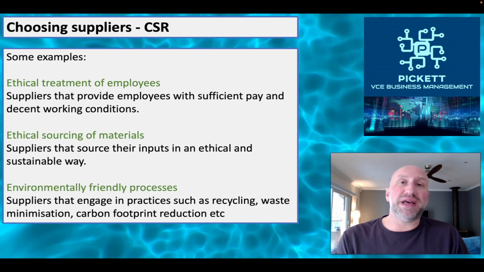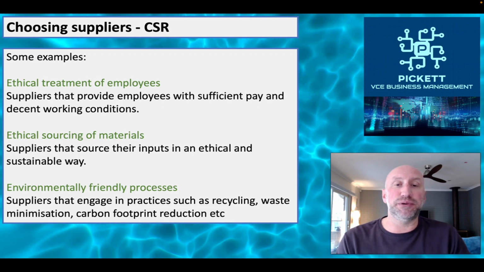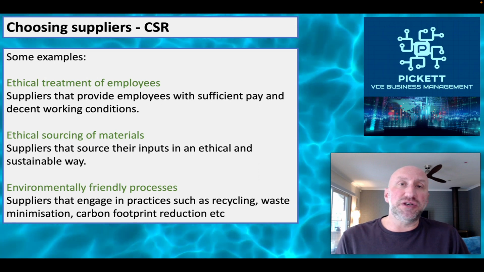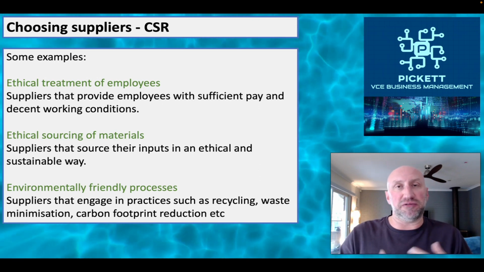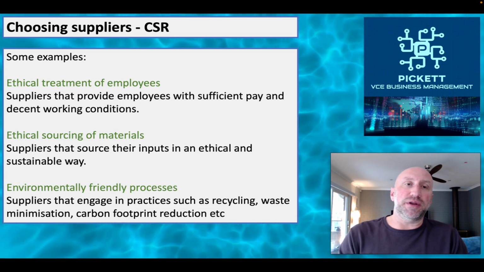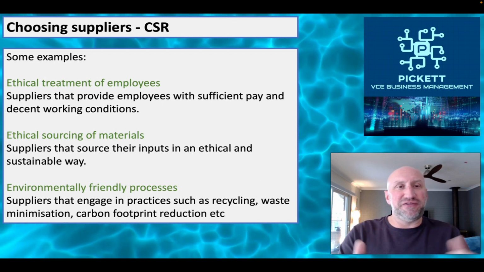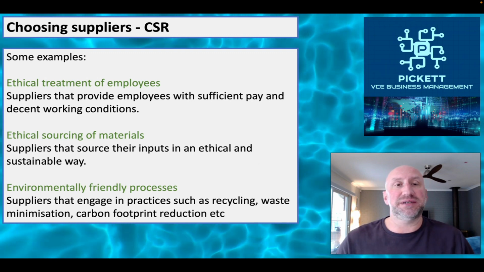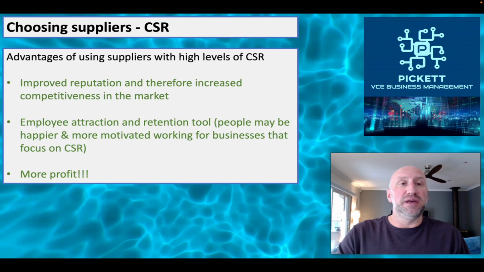Your suppliers, do they ethically source their materials? So do you need suppliers that source their inputs in an ethical and a sustainable way? And do your suppliers use environmentally friendly processes within their businesses? So do they do things like recycling, waste minimization, and reducing their carbon footprint? Okay, so just a few examples of more specific about how businesses, and in this case, your suppliers, can demonstrate that they are being socially responsible.